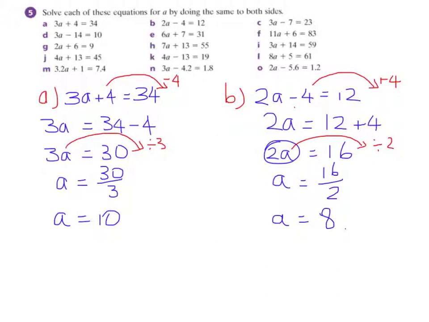Now I can also just do a quick double check at the end. This is my 10. 3 times 10 is 30, plus 4 is 34, so that means that sum's equal. If I do it over here, 2 times 8 is 16, take 4 is 12, so therefore I can do a double check. So it's always good to do a double check.